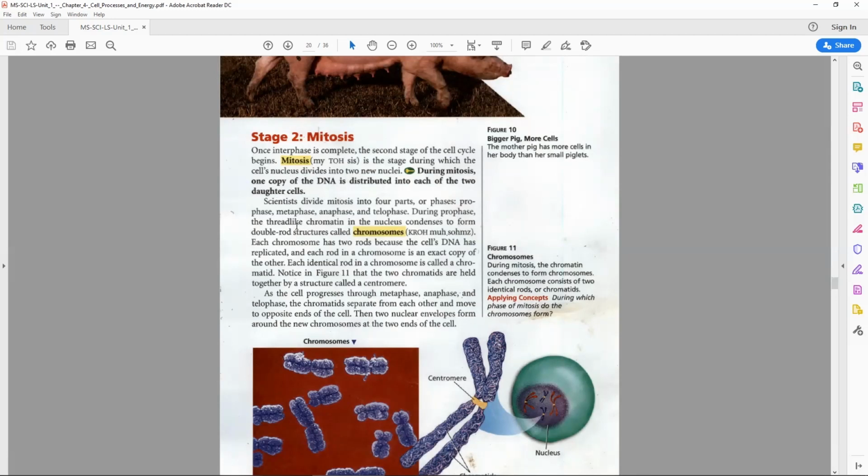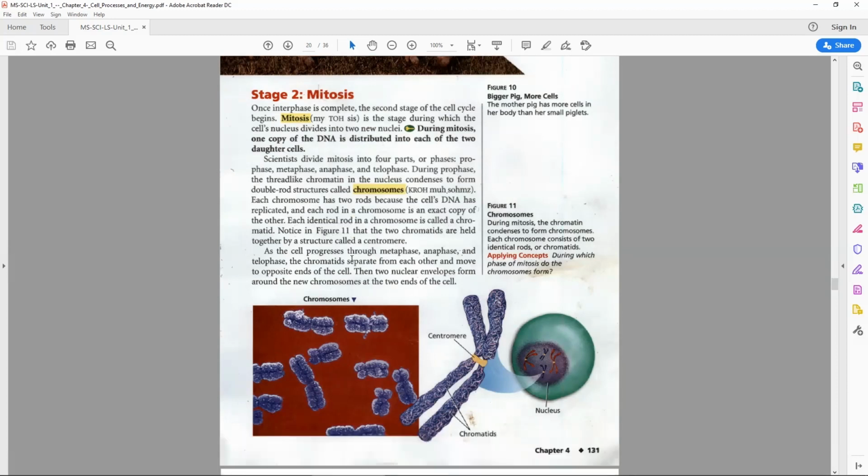During prophase, the thread-like chromatin in the nucleus condenses to form double rod structures called chromosomes. Each chromosome has two rods because the cell's DNA has replicated, and each rod in a chromosome is an exact copy of the other. Each identical rod in the chromosome is called a chromatid. Notice in figure 11 here that the two chromatids are held together by a structure called a centromere, right there.